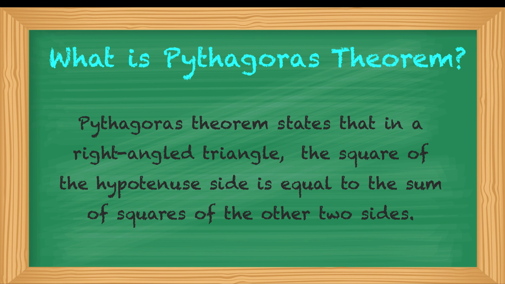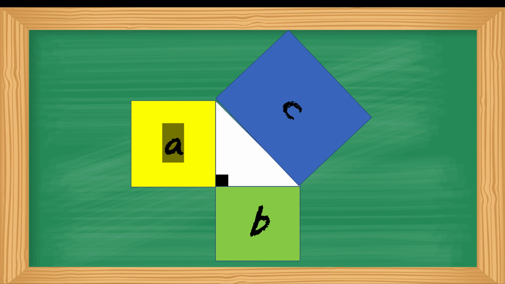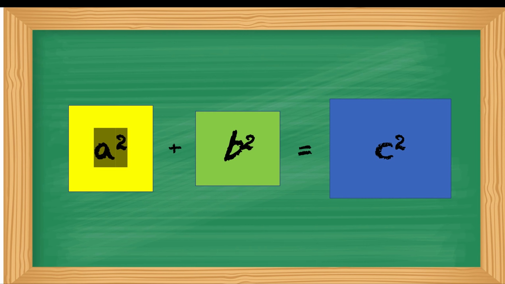Now, what is Pythagoras theorem? This states that in a right-angled triangle, the square of the hypotenuse side is equal to the sum of squares of the other two sides. So basically, A would be the perpendicular side, B would be the base, C would be the hypotenuse. And we'll find the Pythagoras theorem of right-angled triangles by adding the square of A plus the square of B, which will be equal to C squared, and that would give us Pythagoras theorem.